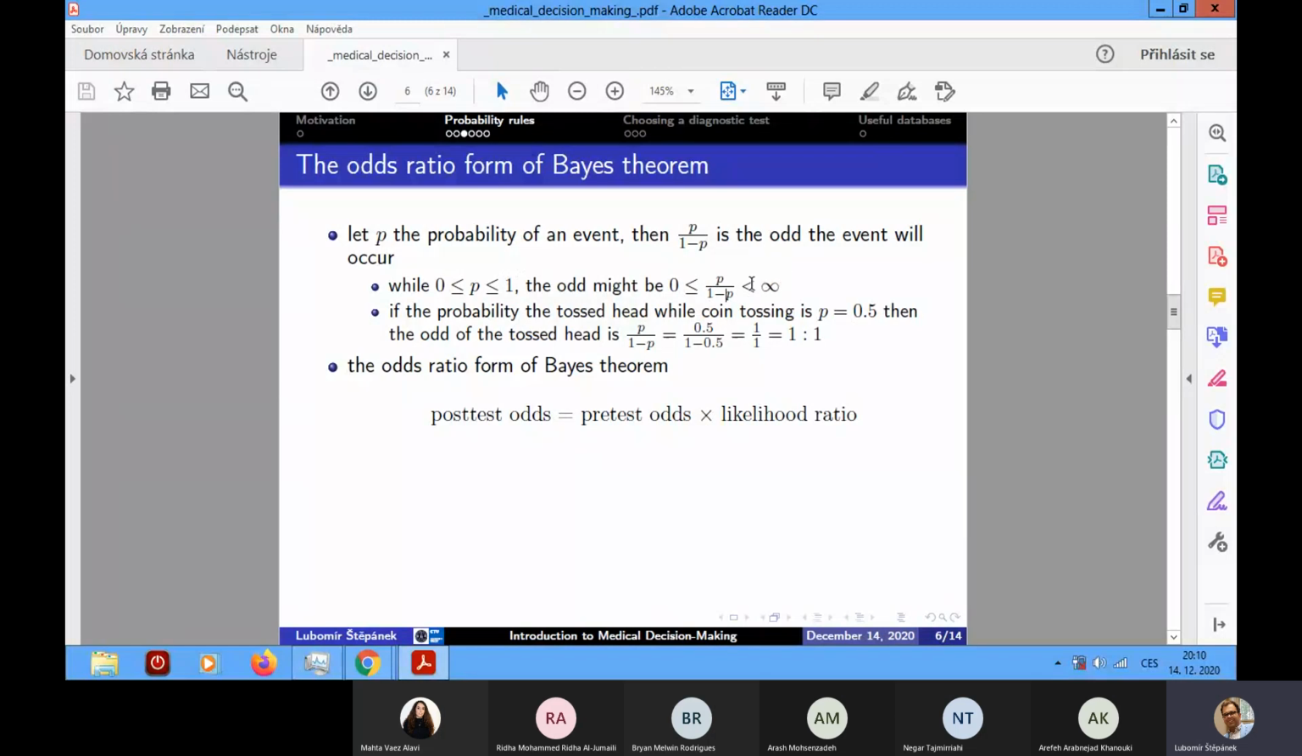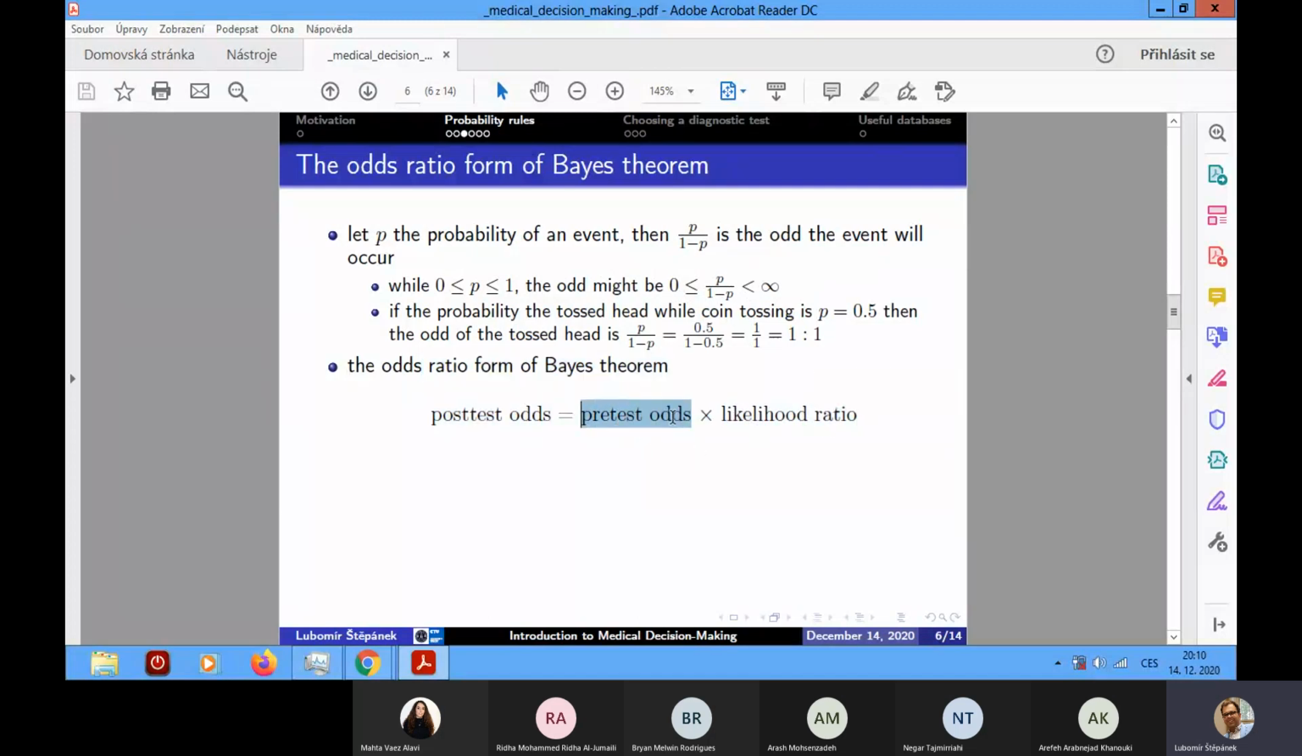So the closer p is to 1, the higher the value the odds could get. It could tend to infinity. And this is important because if we are able to transform probability into something which is positive, but could be whatever number somewhere between 0 and infinity, we can apply this kind of formula.